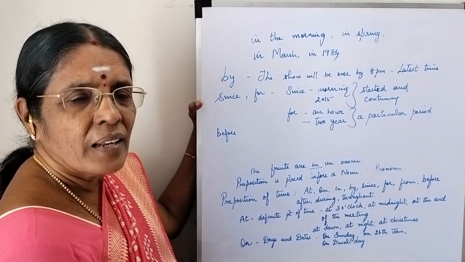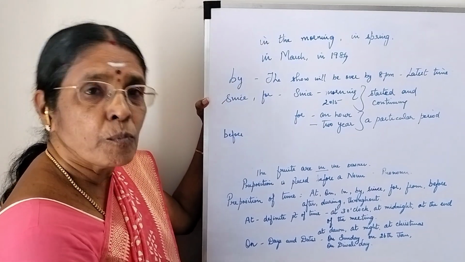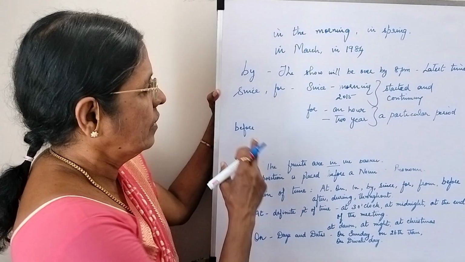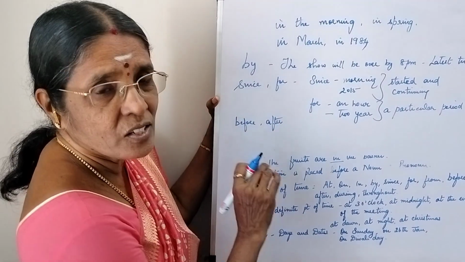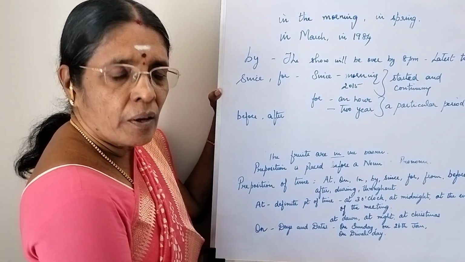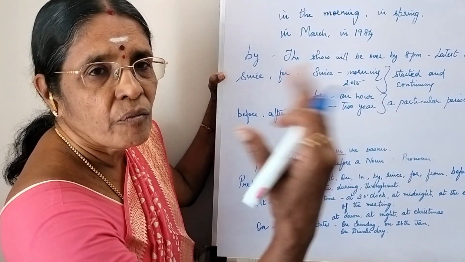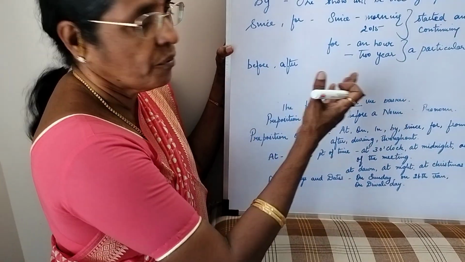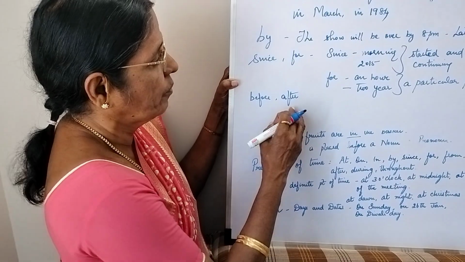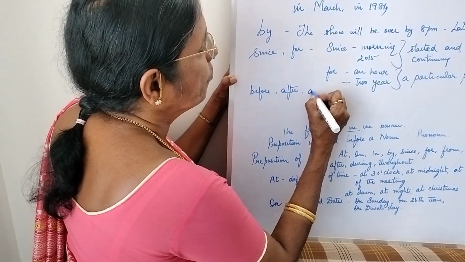Now before, after, these are very, very common. See, my father left to his office before I could come out of the house. Okay, then after finishing lunch, we walked out of the house. Same thing. Before I could come out of the house, he went. After I finished my lunch, I walked out of my house. So this is very easy.